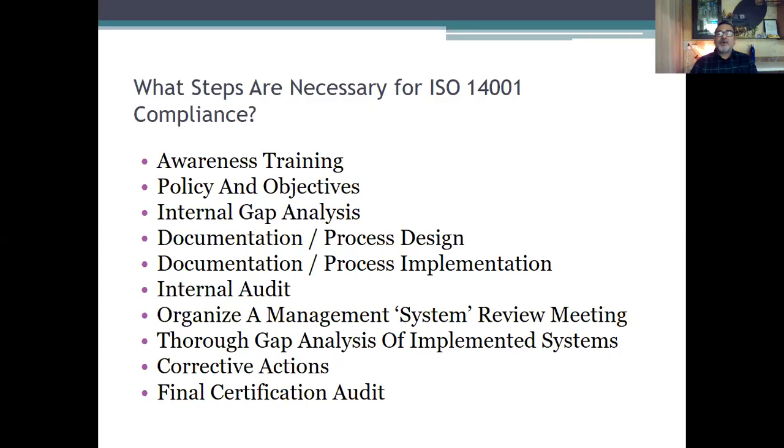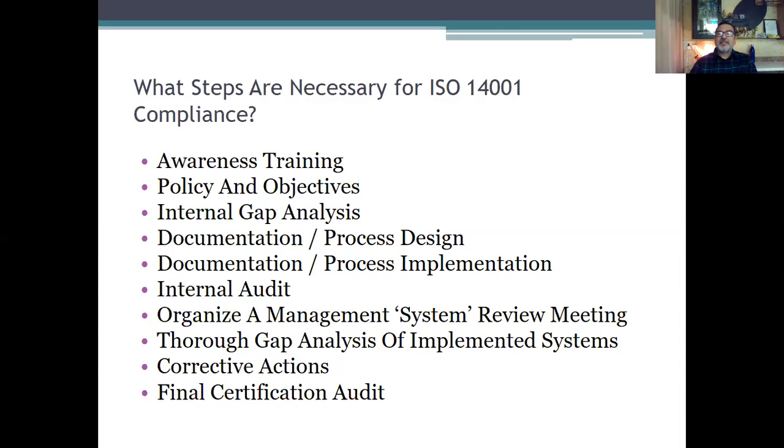Internal gap analysis. Your organization should identify and compare the level of compliance of existing systems against the requirement of the standard under your new environmental management system. Relevant staff should all understand the operations of your organization and develop a process map for the activities within the business.